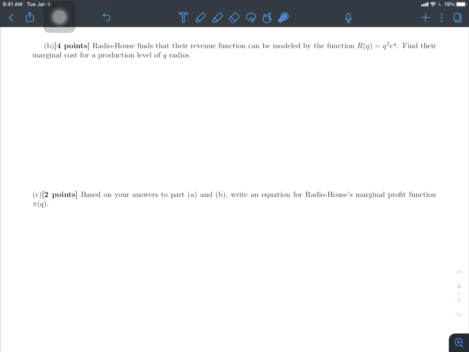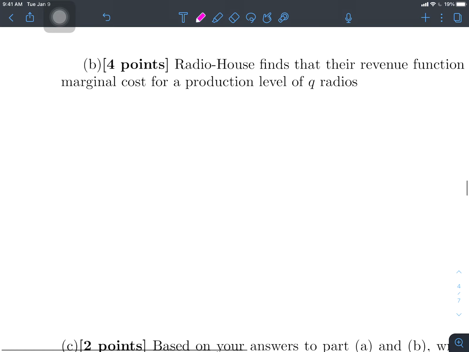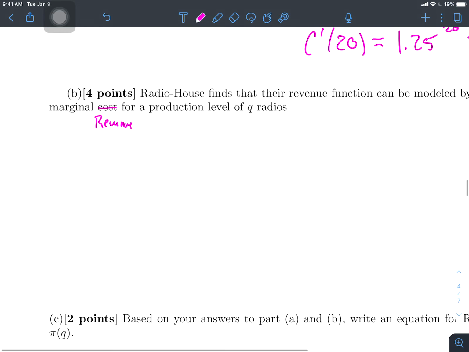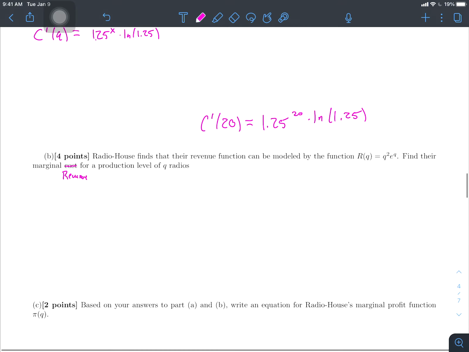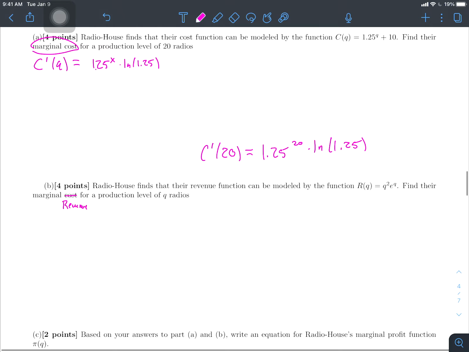So, Radio House finds that the revenue function can be modeled by the following function: R of q equals q squared e to the q. And we're supposed to find the marginal revenue. Sorry, this says marginal cost, but it should say marginal revenue, for a production level of q radios. In this one, we're not supposed to plug in 20. We're just supposed to find it in general.